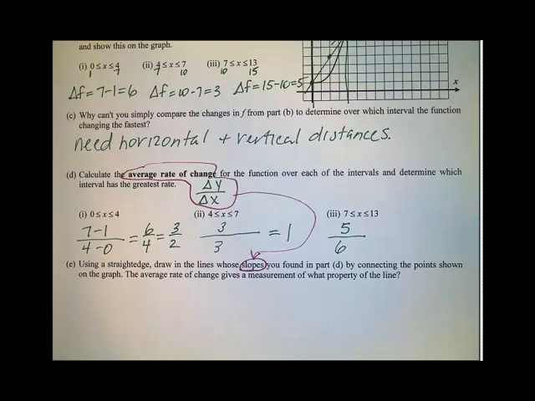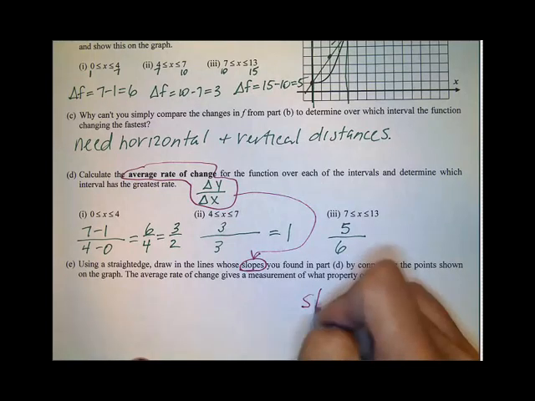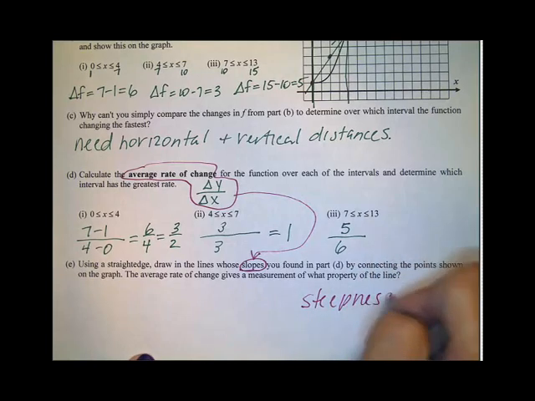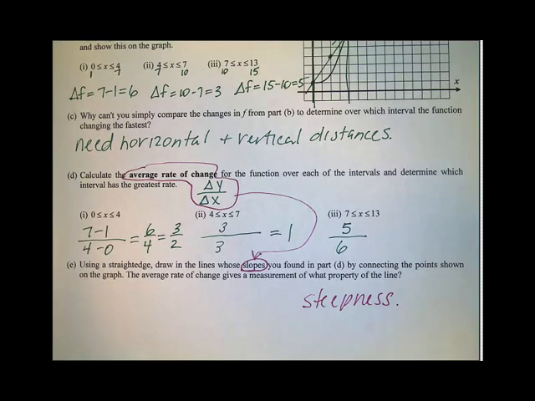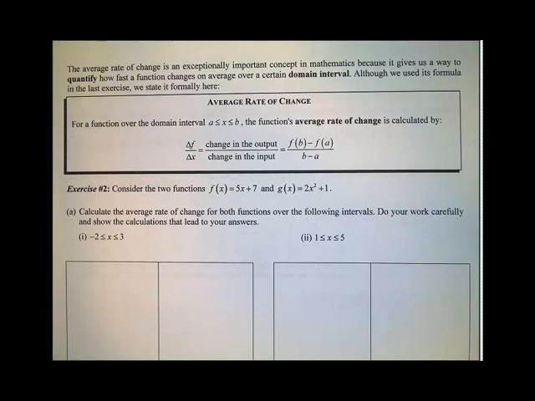So the average rate of change gives a measurement of what property of the line? And your answer should be the steepness. It tells you which line is steeper. So the average rate of change is an exceptionally important concept in mathematics because it gives us a way to quantify how fast a function changes on average over a certain domain interval.